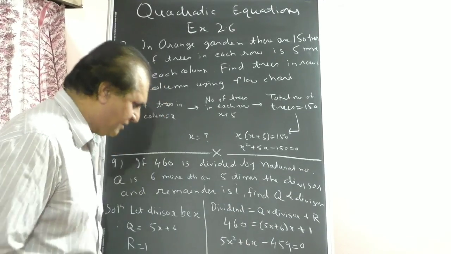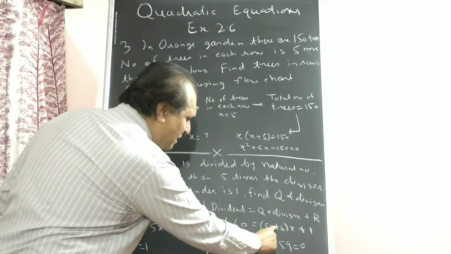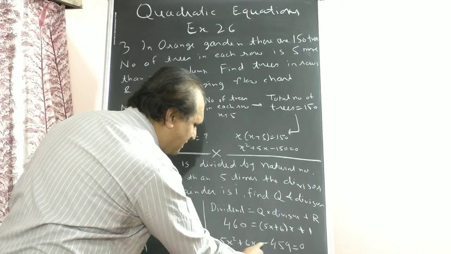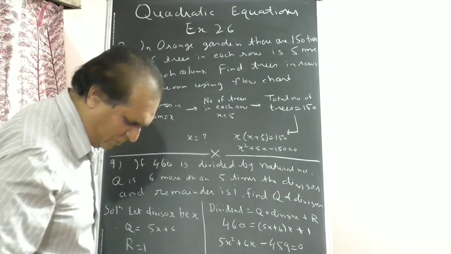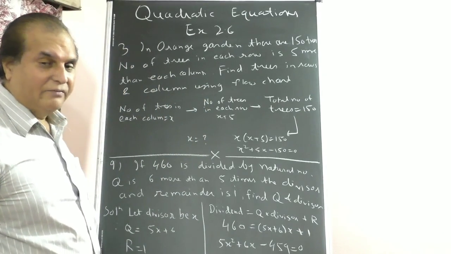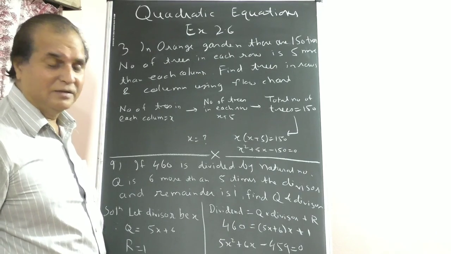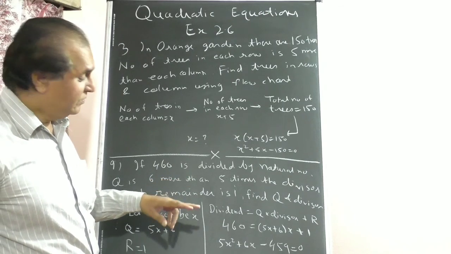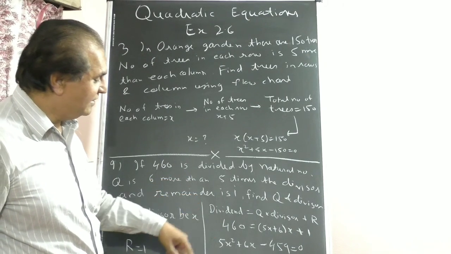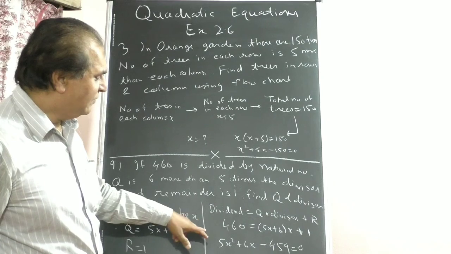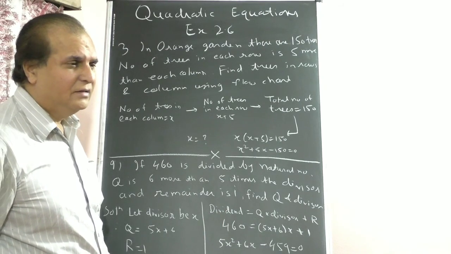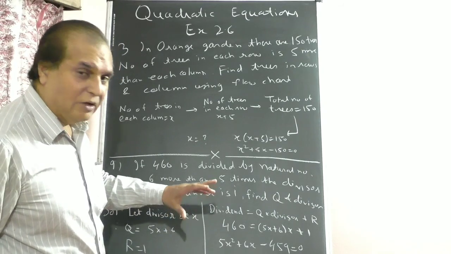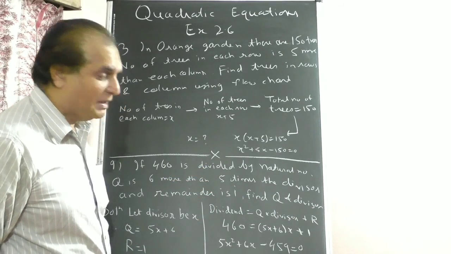Make it a proper quadratic. 5x into x, 5x square plus 6x plus 1 minus 460. 5x square plus 6x minus 459 equal to 0. Yeah, factors are difficult to find. Find that: 5 into 459 and two numbers. Find such that their product is 5 into 459, which is 2295. Okay, minus 2295. You have to find two numbers. If you add them, you get plus 6.